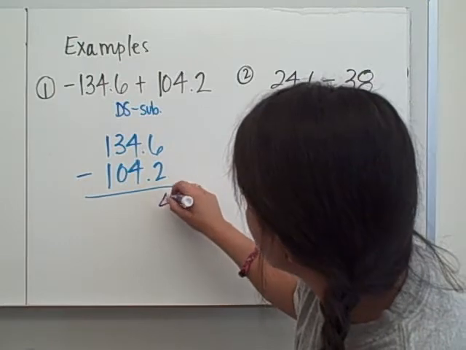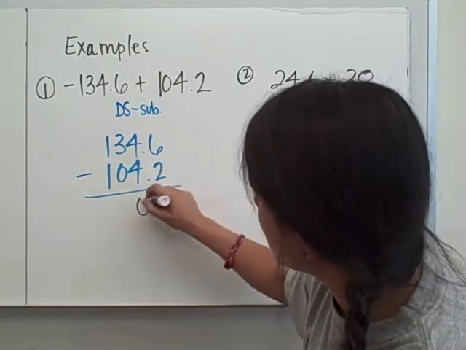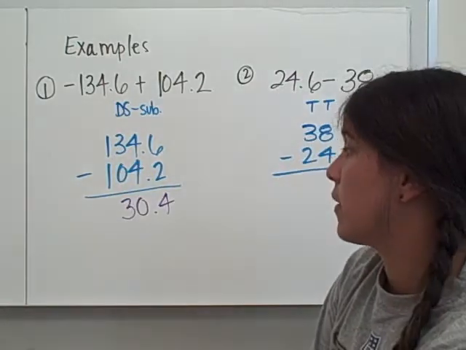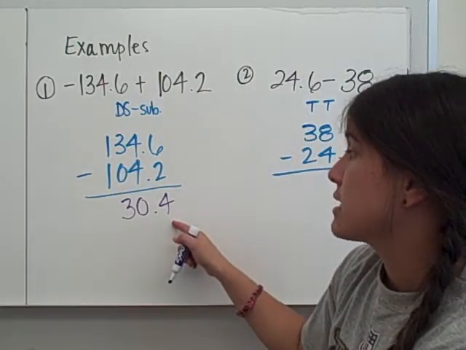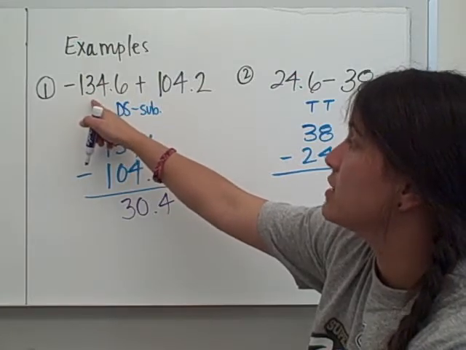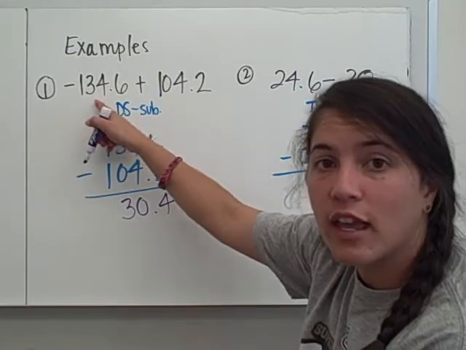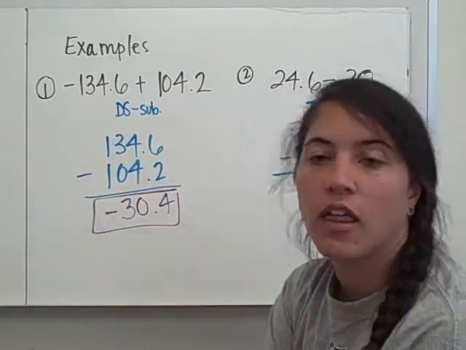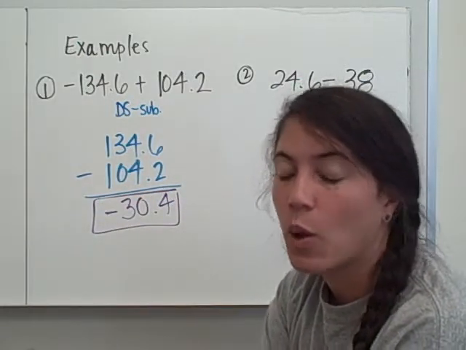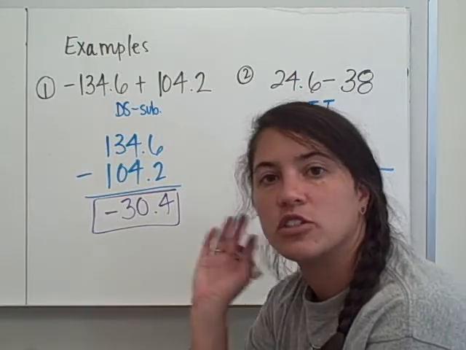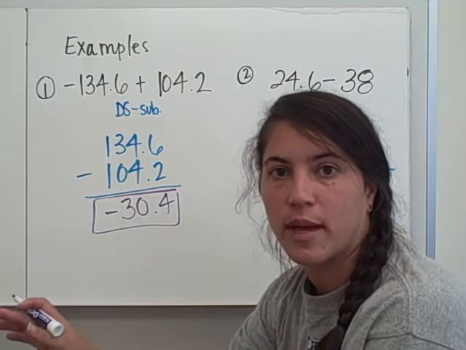6 minus 2 is 4, 4 minus 4 is 0, 3 minus 0 is 3, and 1 minus 1 is 0. So I have subtracted and I've gotten 30.4. I know that this one is bigger. I have more negatives than I do positives, so my answer is going to be negative 30.4. Again, the only difference is now you're using your integer rules and with the knowledge that you learned last year in sixth grade about decimals.